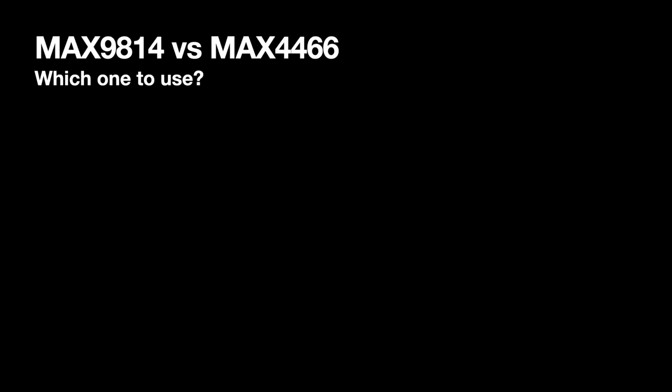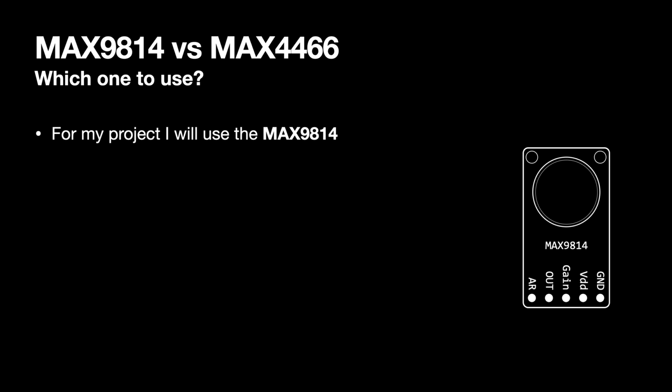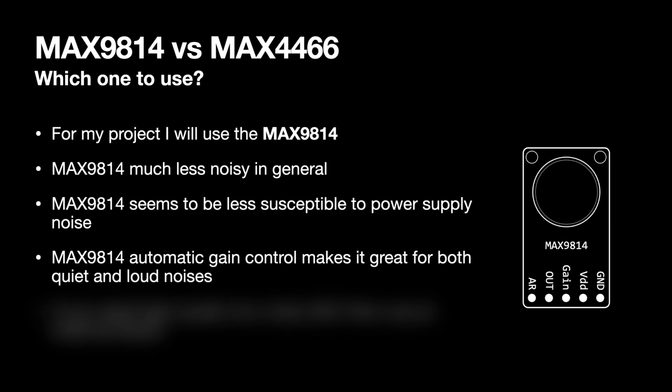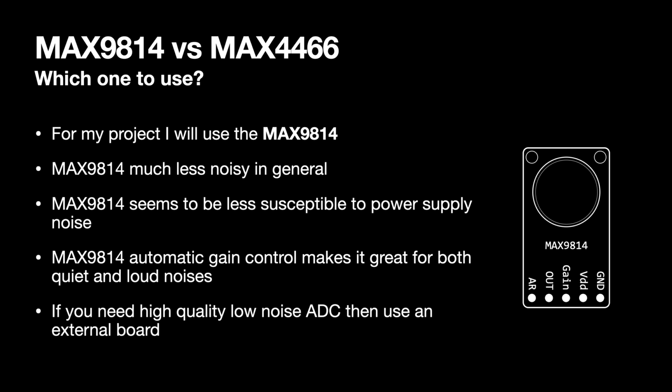So, which module should we actually use for my next project? I think the MAX9814 comes out the winner. It seems to be less susceptible to power supply noise, and the automatic gain control makes it very useful. We don't have to fiddle with a potentiometer to change the volume. If you really need high quality low noise input, then the built-in ADCs on the ESP32 are probably not suitable. And I would take a look at some external boards for this kind of project. But on balance, I think we'll use the MAX9814 for my next project.